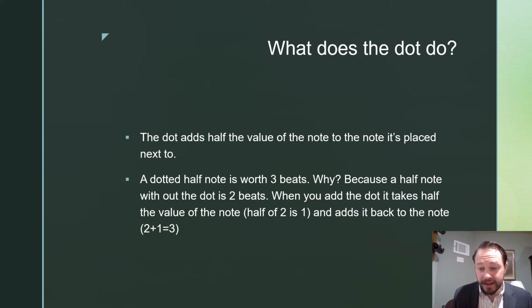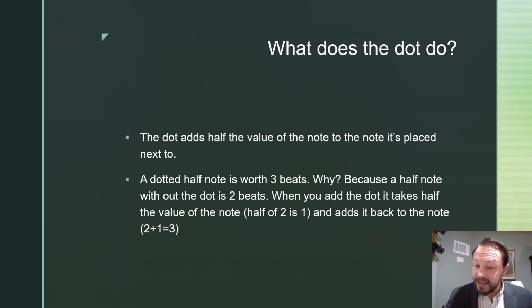So let's say I had a dotted quarter note. You can have dotted quarter notes. How many beats is a dotted quarter note worth? Well, how many beats is a quarter note without the dot worth? It's worth 1 beat. So I take half of 1. What's half of 1? 1/2. 1/2 plus 1 is 1.5. So a dotted quarter note is worth 1.5 beats. Okay? I could do this with any note.